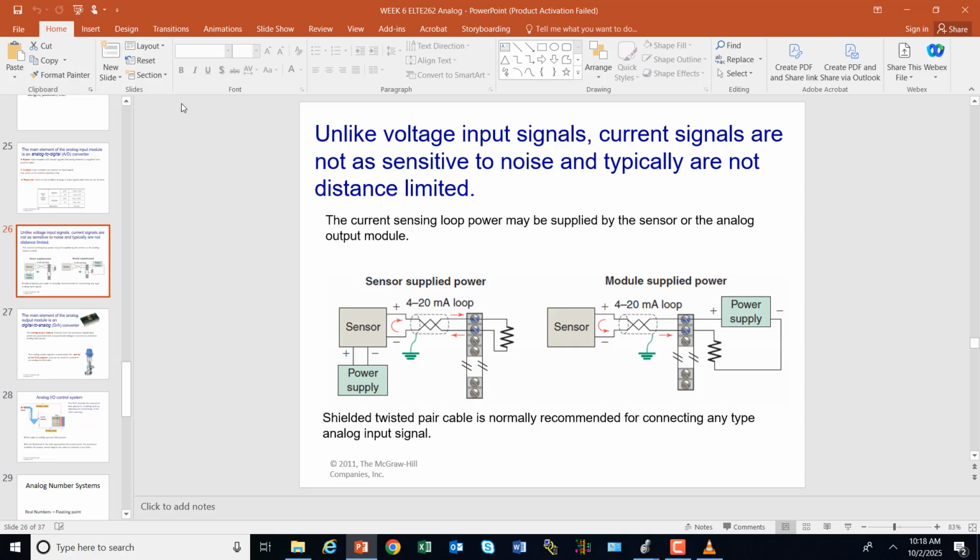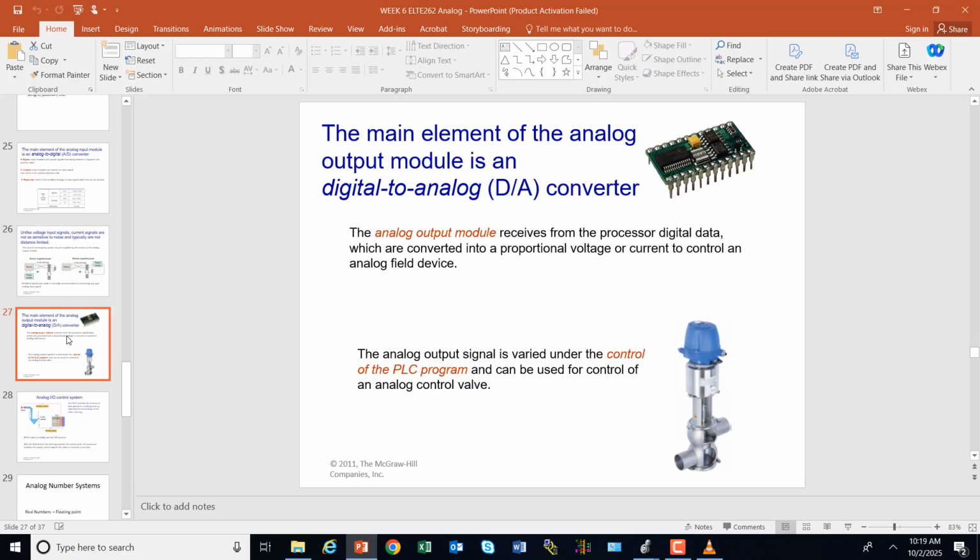So the current sensing power can be supplied by the sensor or by the analog output module. Usually when you have the module, there's sensor-supplied power or module-supplied power, and there's usually a little DIP switch on the module that you click up or down, saying how you want to supply your power. It says twisted pair is normally recommended for the analog, and we'll talk about error checking later.